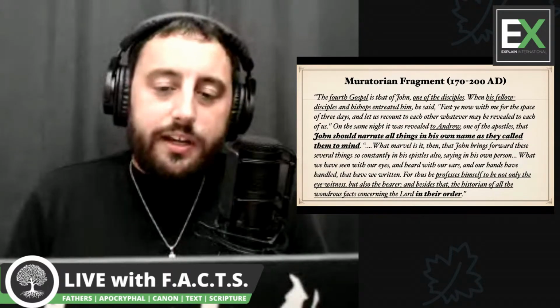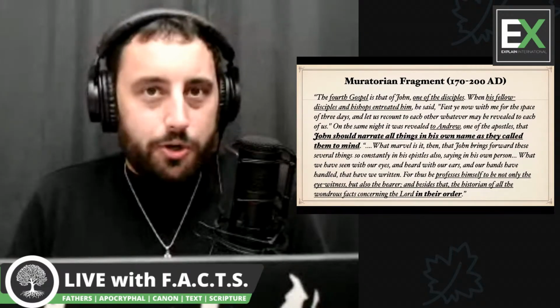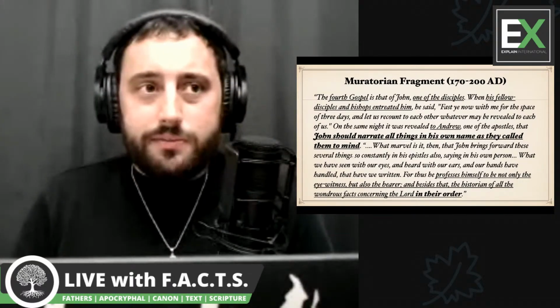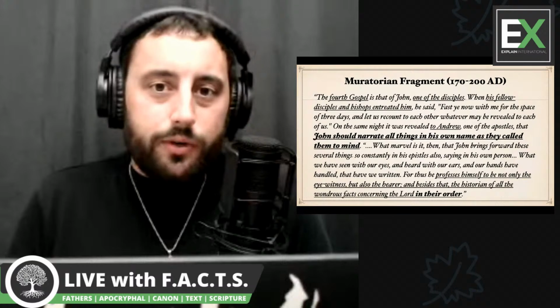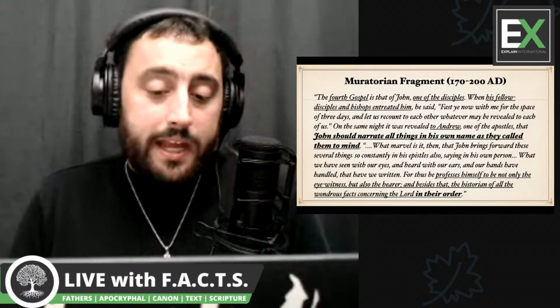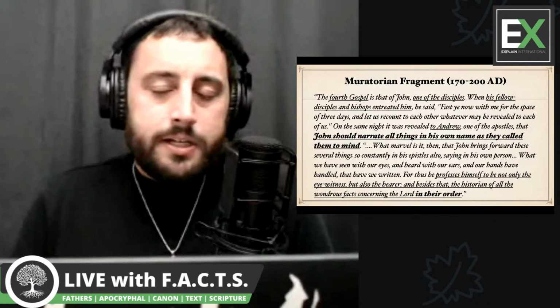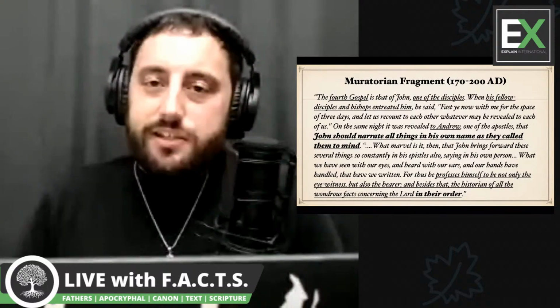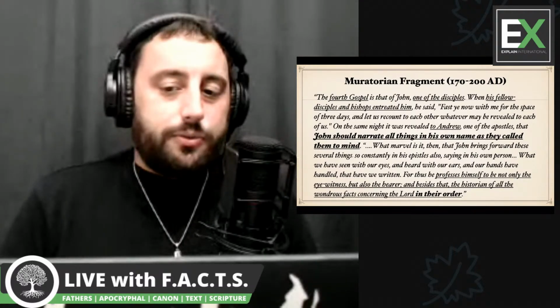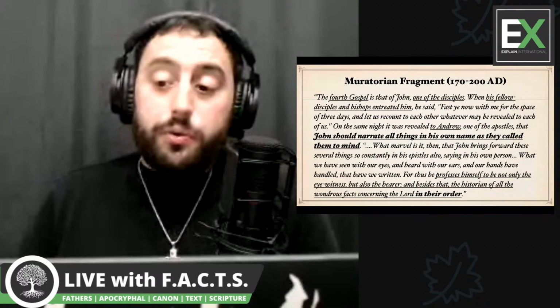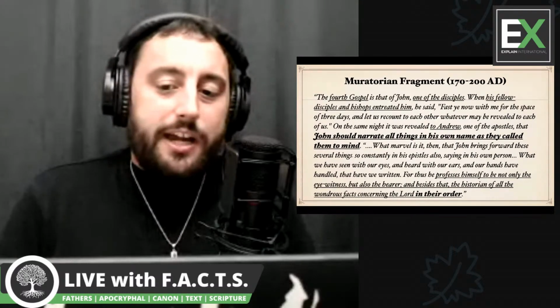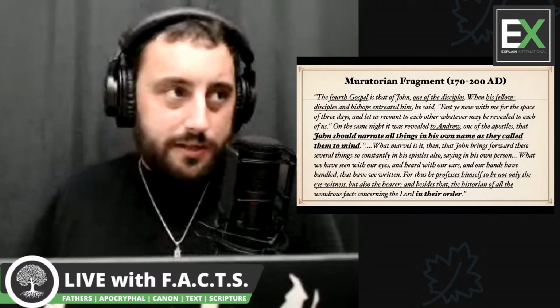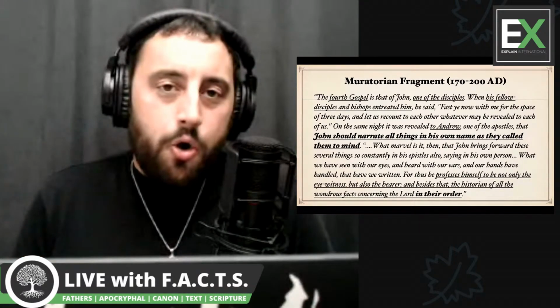when his fellow disciples and bishops entreated him. Now, remember, that was consistent with much of the testimony that John was not necessarily interested in writing an account, but those that were around him said, look, we think you should write an account. And he decided to go along with that. And he did. But this is how they did it. He said, fast ye now with me for the space of 3 days, and let us recount to each other whether what should be revealed to each of us. And on the same night, it was revealed to Andrew, one of the apostles, that's Peter's brother, that John should narrate all things in his own name as they called them to mind.